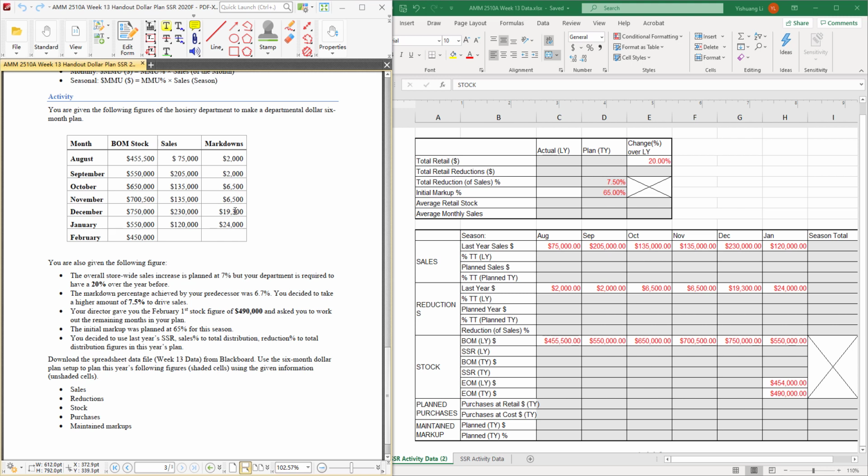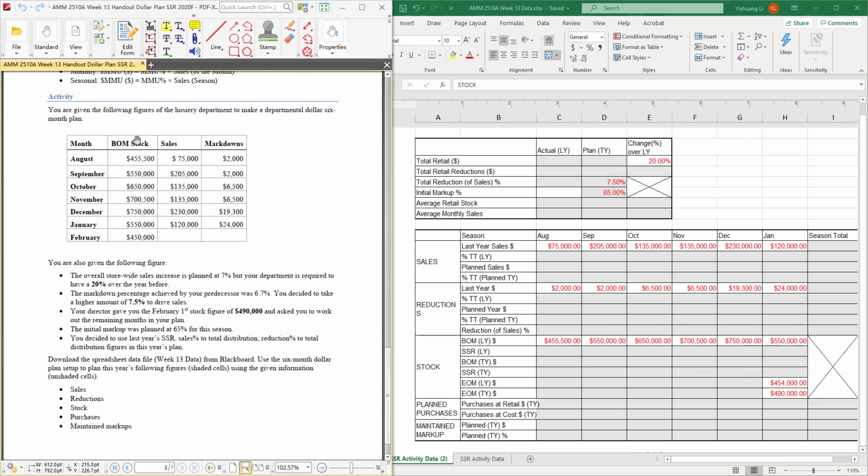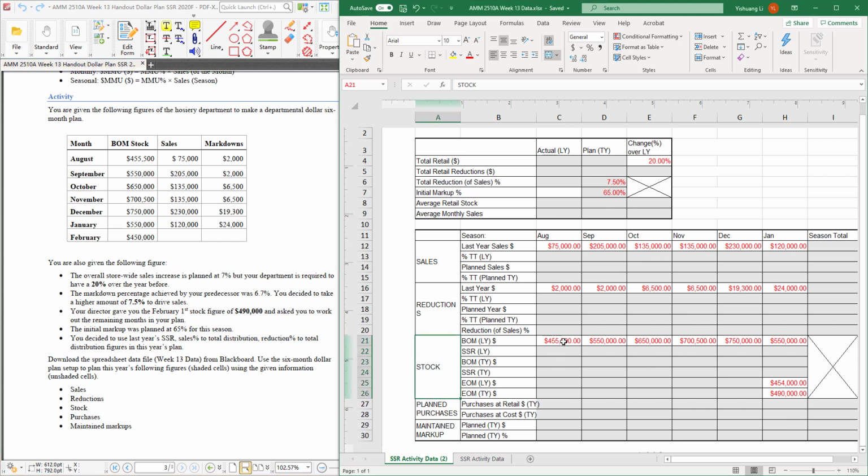So the very first step we can do is to put those numbers into the spreadsheet table here. Okay. Reading from the first column, we know that the BOM stock of last year would be reflected here in last year's BOM row. If we convert this column on the left to the row on the right.